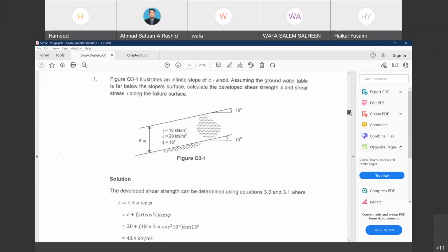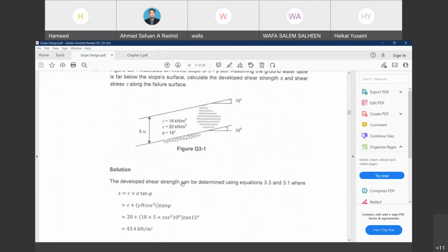Okay, so this is an example for the infinite slope where the groundwater level is far below the slope surface. Calculate the developed shear strength and shear stress along the failure surface.